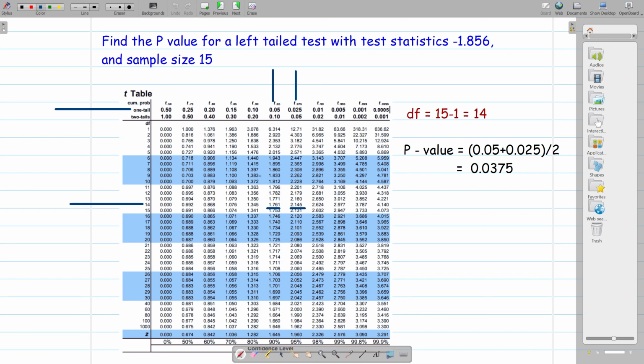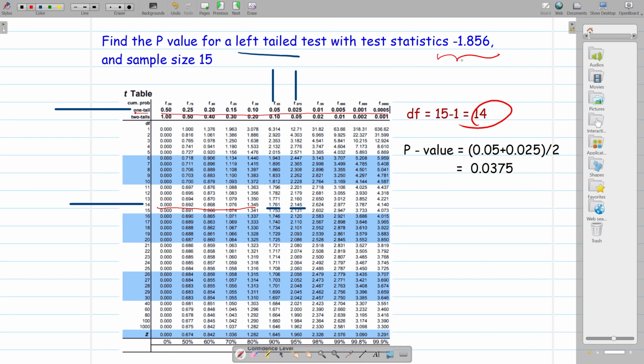Okay, directly to a question. Find the p-value for a left tail test with test statistic -1.856 and sample size equal to 15. So first, degrees of freedom is 15 minus 1, which is 14, and your test is a left-tailed one, so it means one tail, and you should select the one tail row. You should go through the row where degrees of freedom is 14. So next you should go through this row and find out where 1.856 is located.